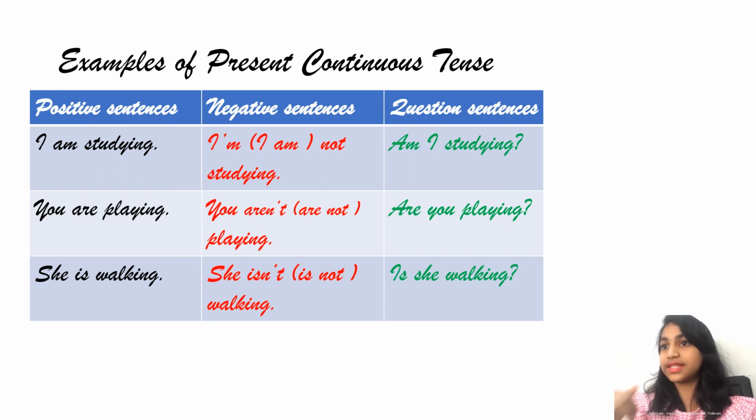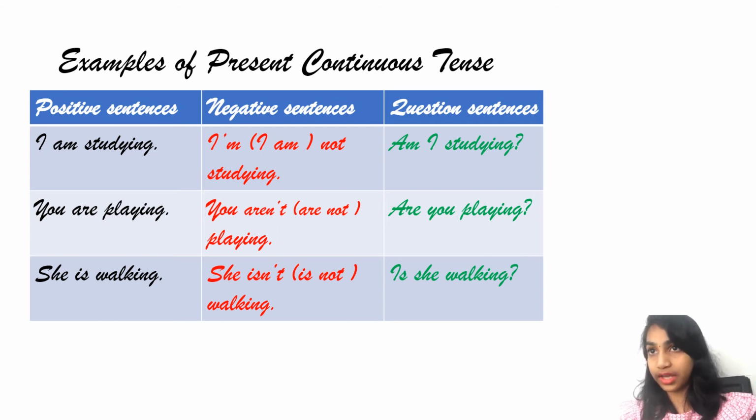Let's move on with the second one. You are playing. How will we write it in a negative sentence? You aren't playing. Okay, aren't is made of two words, which are "are" and "not." They are a contraction. How will we write it in a question sentence? Are you playing?